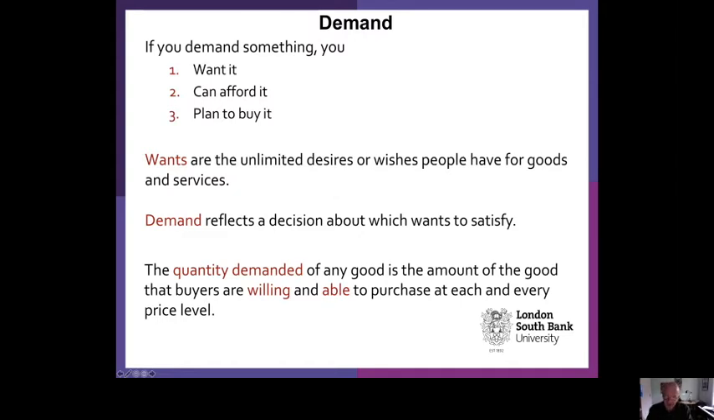So there's a definition at the bottom. The quantity demanded of any good is the amount of the good that buyers are willing and able to purchase, and at each and every price level. Okay, so we won't obsess about it, but it's something to do with buyers being willing and able to purchase something. And we're interested in the relationship between this demand and prices, the price of the good.